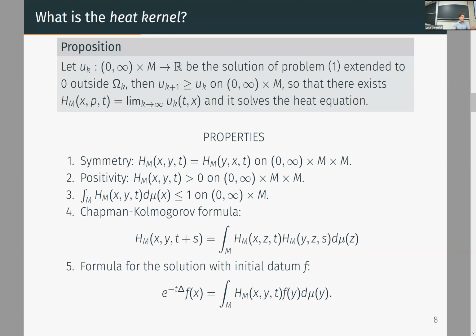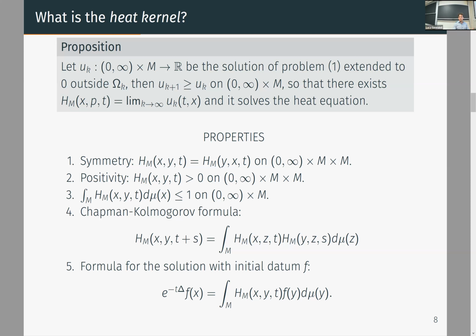Now, this is one of the possible ways you can introduce it. I chose this because it was simpler to present. Now, some properties which may be well known for most of you. The first one is symmetry. Of course, if you change the variables, nothing changes. It's the same as the Euclidean one.